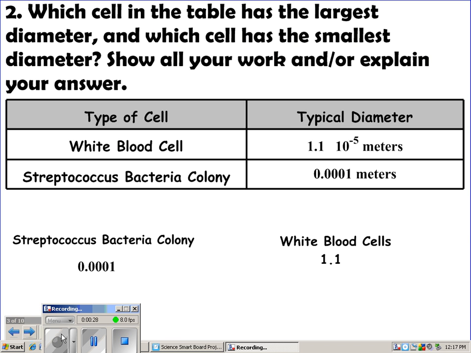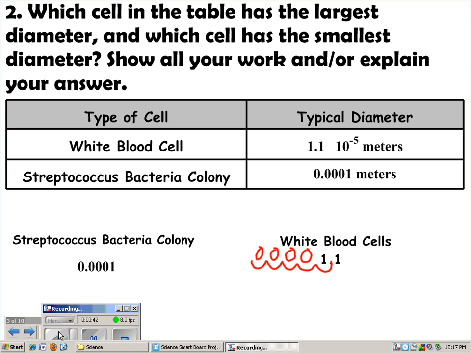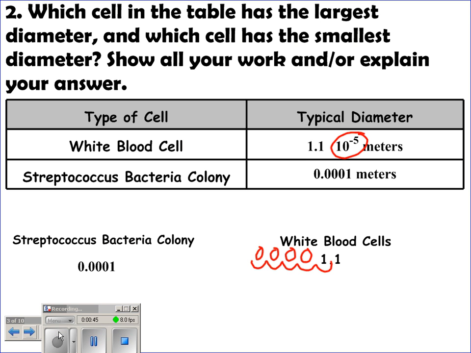To get the white blood cell in standard notation, you take the 1.1 and move the decimal 5 places to the left. 1, 2, 3, 4, and 5, and put the zeros in. The power of 10 is negative, so you move the decimal to the left. And changing from scientific notation to standard, moving the decimal to the left will cause the power of 10 to be negative, but moving the decimal to the right will cause the power of 10 to be positive.